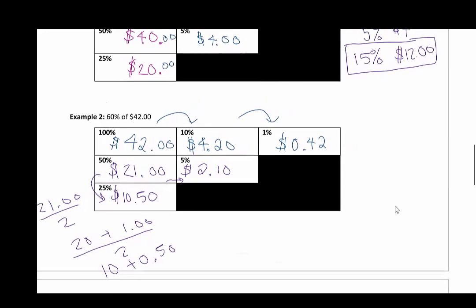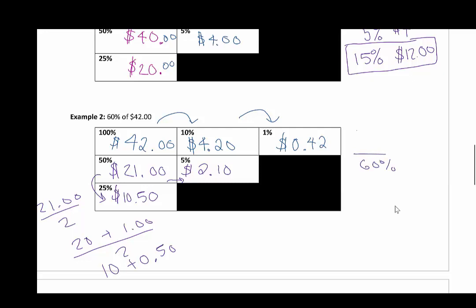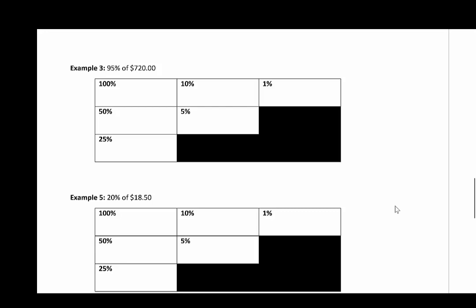All right, let's look at another one. Oh, we didn't finish this problem. I still need to find what 60% of 42 is. Well, we want to get to 60%. 60% is just 50% plus 10%. Well, 50% is $21, and 10% is $4.20. I add down. 1 plus 4 is 5, and then bring the 2 down, so I get $25.20. $25.20 is my answer.